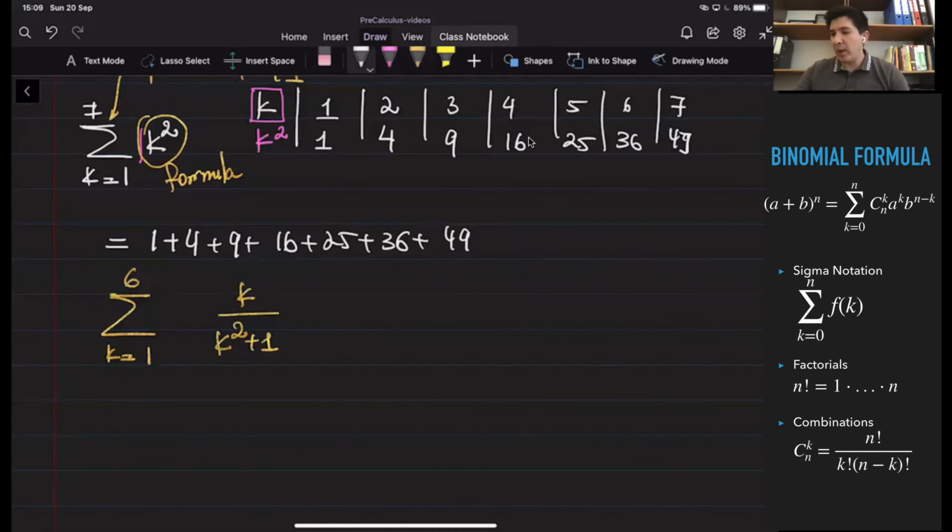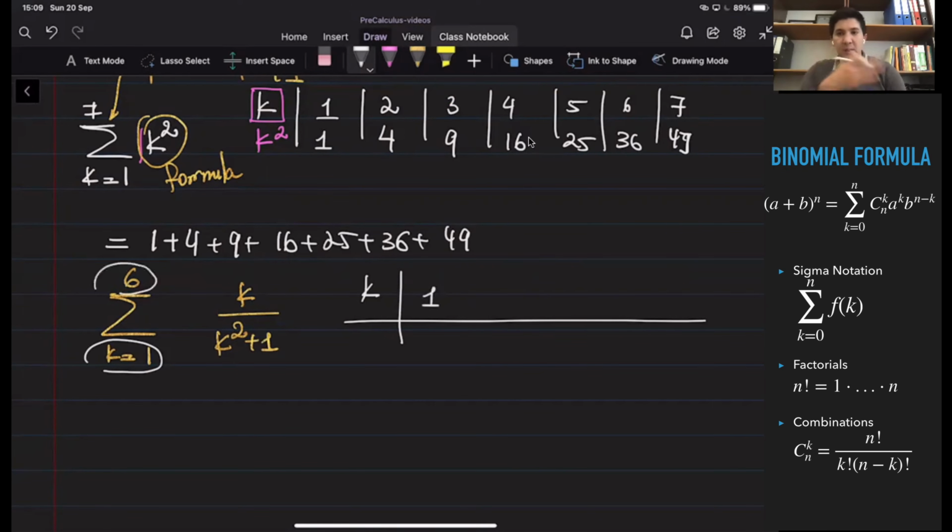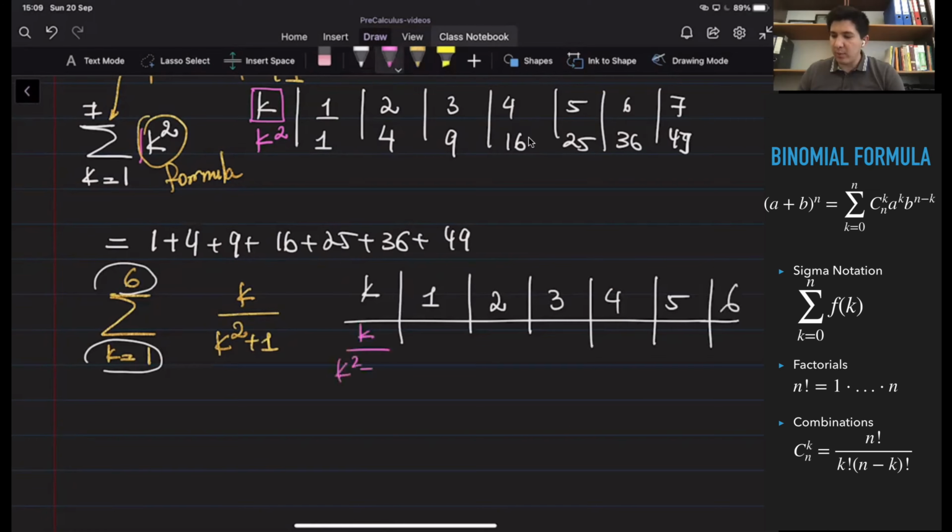Again, one of the ways to understand this is to make a table, the table for the values of k. The initial value of k is 1, and the terminal is 6, and between them we just need to add 1 to the previous one. So basically, we start from 1, 2, 3, 4, 5, and 6. Now for each of these values, we need to calculate the value of the formula. The formula in our case is k divided by k squared plus 1.